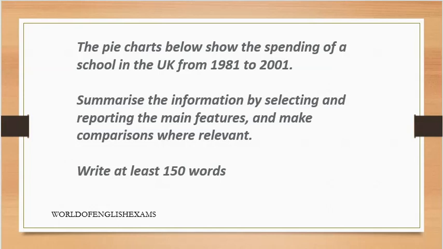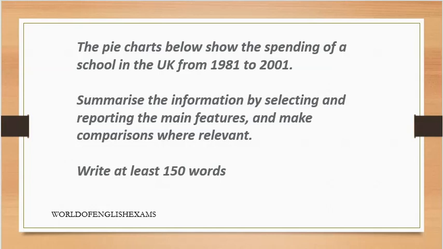Now how are we supposed to paraphrase it? We are going to look at it when we are writing the introduction, and summarize the information by selecting and reporting the main features and make comparisons where relevant. Now this is a common statement that you see in every question, that is, you have to summarize the information only by selecting the main ones, and you have to make comparisons where relevant. You have to do this, guys. And of course the minimum word count goes as 150. So write at least 150 words.